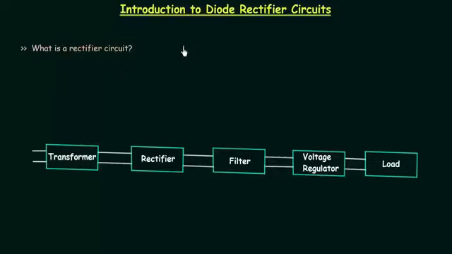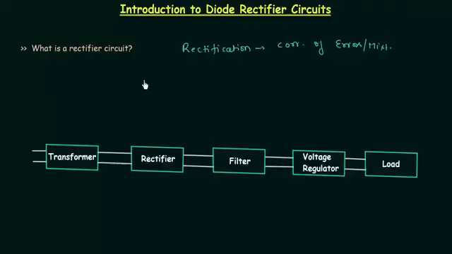By rectification we mean correction of errors or mistakes. This is the general meaning of rectification, correction of errors or mistakes.